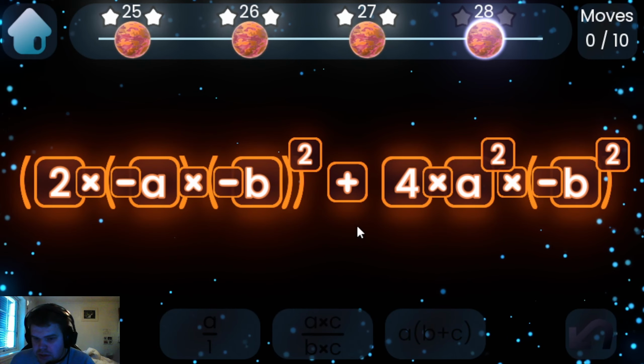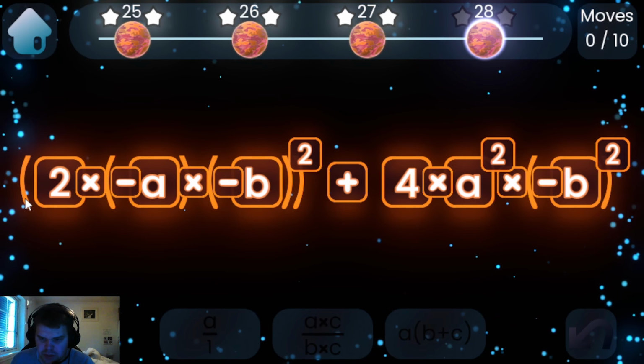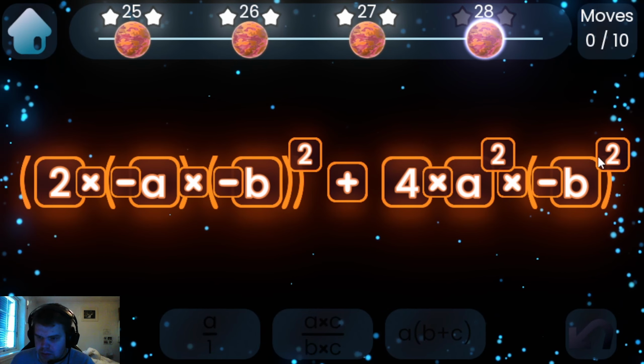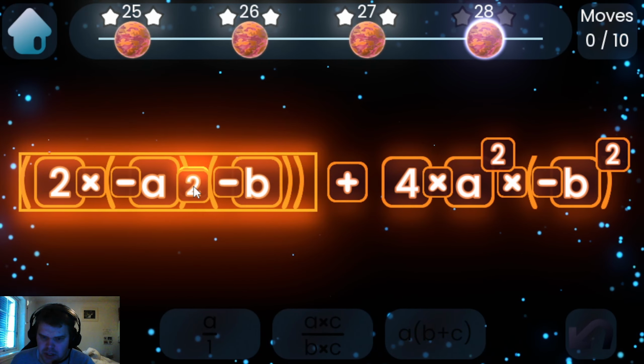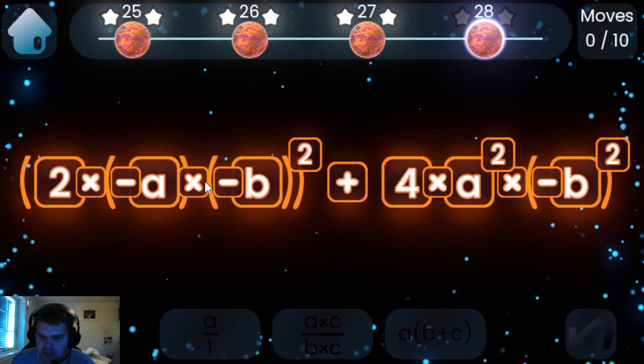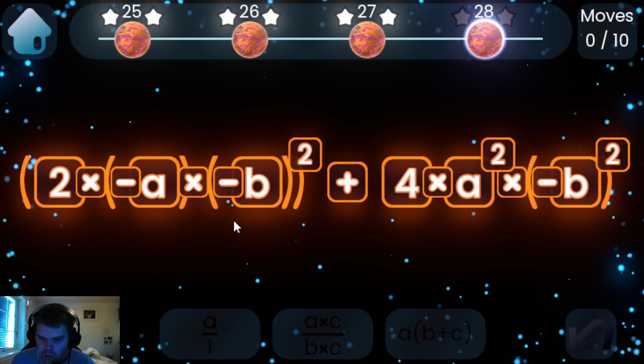Okay, so this one is hard to do in the least amount of moves. Let me show you. So this 2 up here is actually around the whole expression, while these exponents here are just for the factor. So I can drag this exponent here. See, again, I want to hit this multiplication sign because this is an exponent for the whole factor.